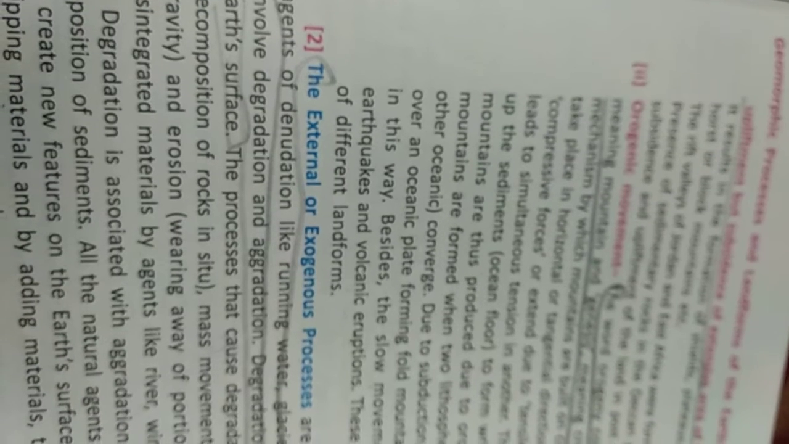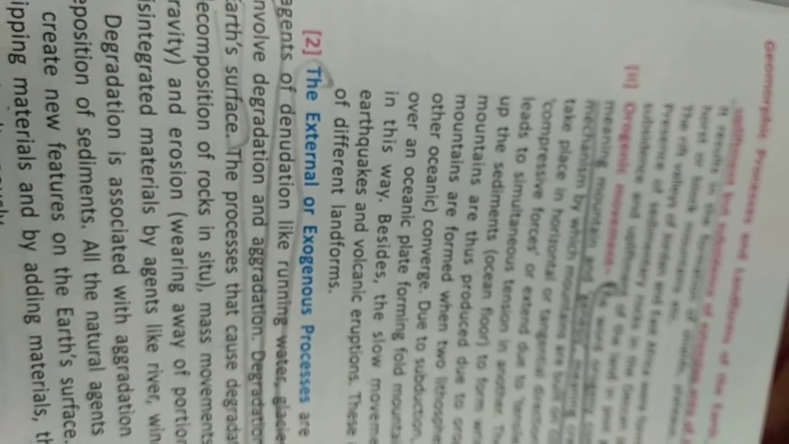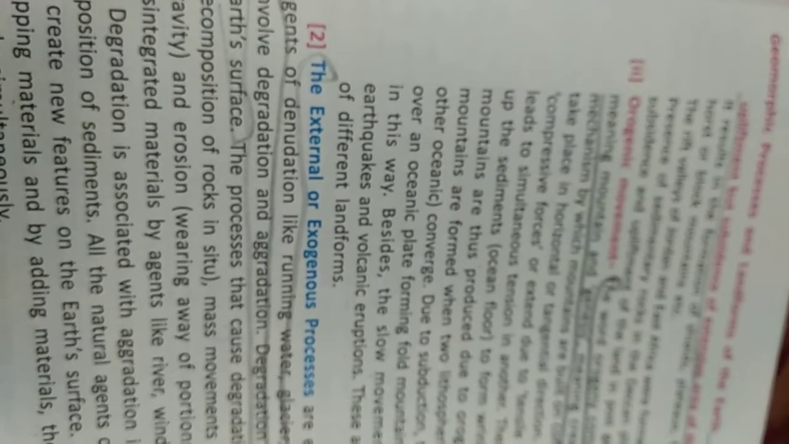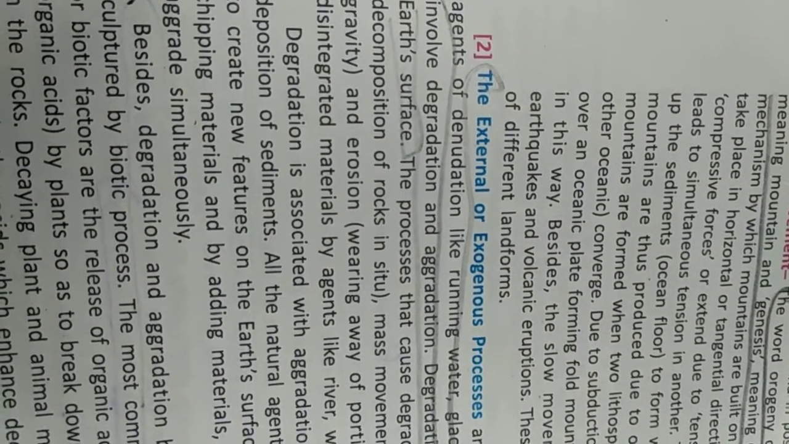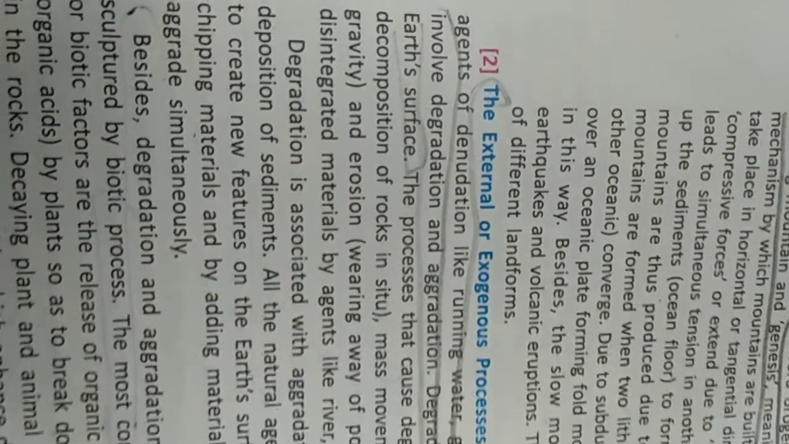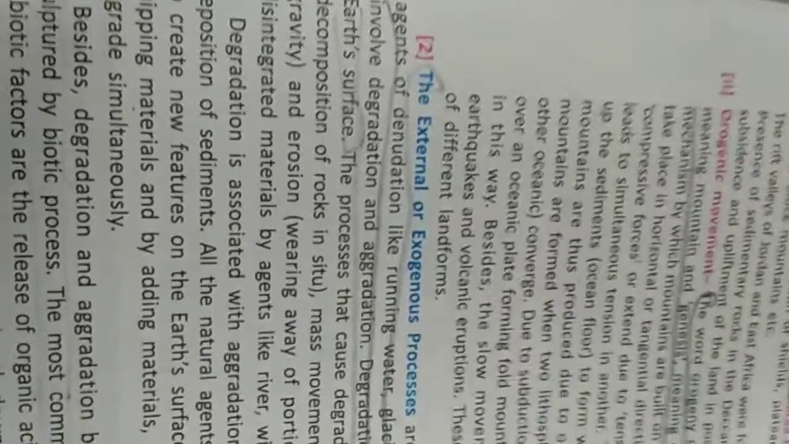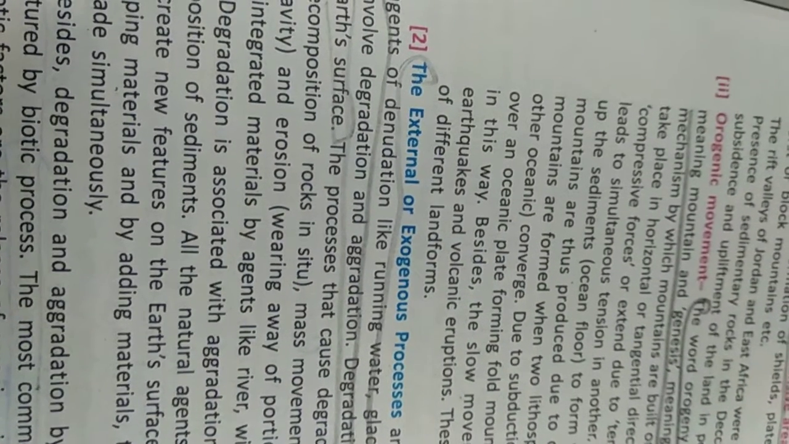earth's surface, and the processes through which degradation happens: weathering, mass movement, erosion, etc. Degradation is associated with aggradation. Why? Because if somewhere something is degraded, it has to be deposited in some other place. So degradation is always associated with aggradation.